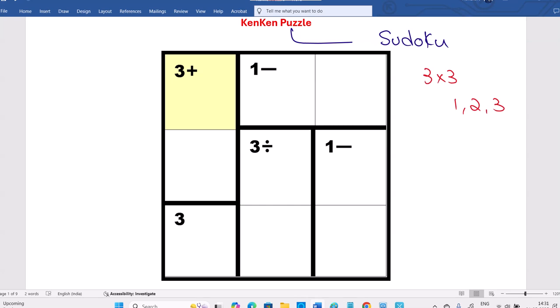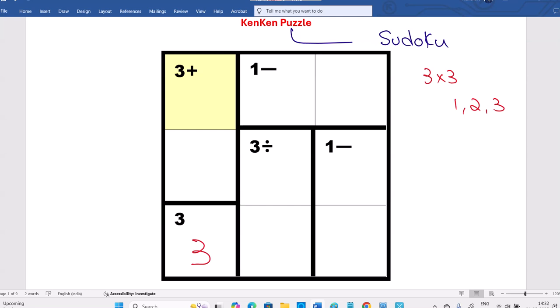And here the advantage in this KenKen puzzle is they are giving the clue. They are highlighting certain box areas. They are giving some numbers. Right? So let us say here 3 is given, means this should be filled by 3 only. Only one box, 3. That entire value should be 3. I can fill that as 3.